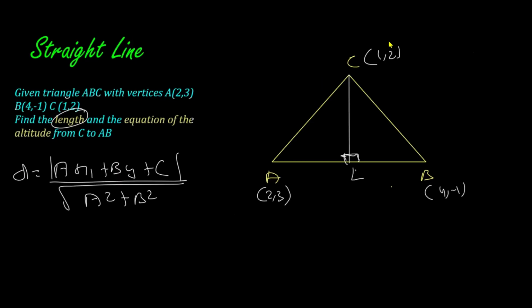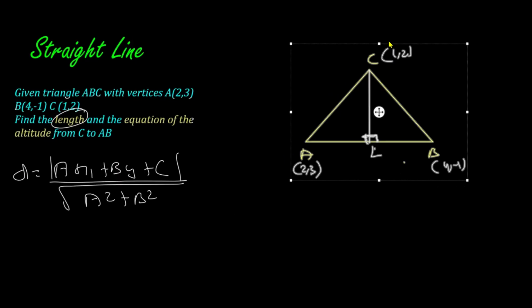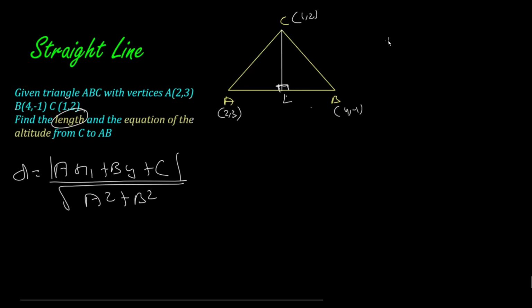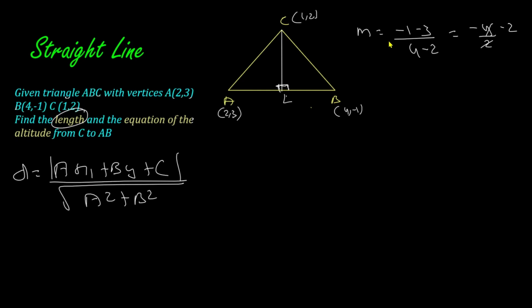First I'm going to obtain the slope of AB. So slope of AB, say I use m as the slope of AB here. So m is what? y2 minus y1 over x2 minus x1. So this is minus 1 minus 3 over x2 minus x1, that is 4 minus 2. So it comes out to be how much? Minus 4 over 2. That gives you minus 2.